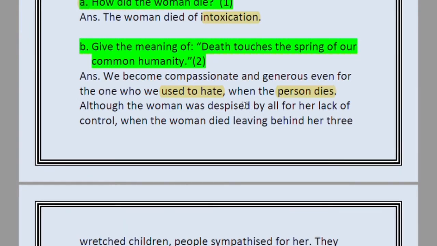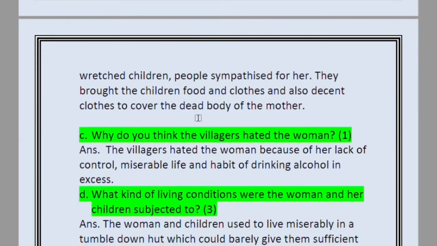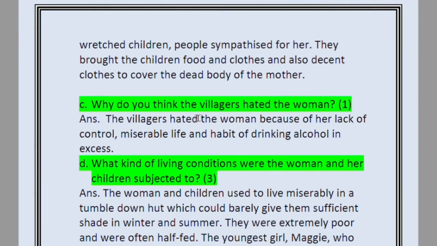Although the woman was despised by all, that means hated by all, this woman was hated by everybody in the village because of her lack of control, because she used to drink a lot. When the woman died, leaving her three wretched children, people sympathized for her. So nobody liked her because she used to drink a lot. She created a lot of nuisance in the village, and that is why people used to hate her.